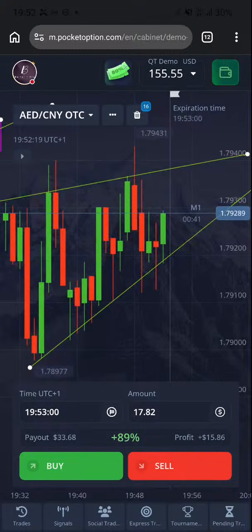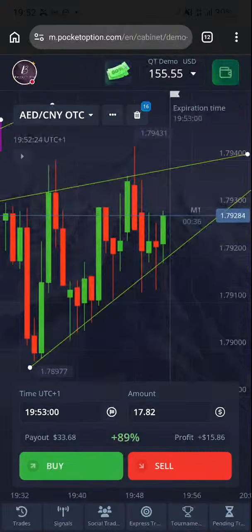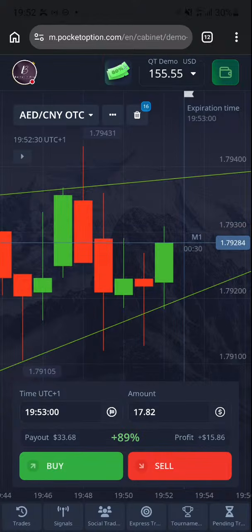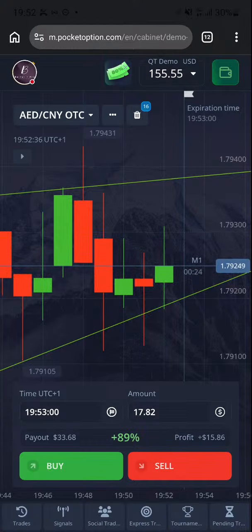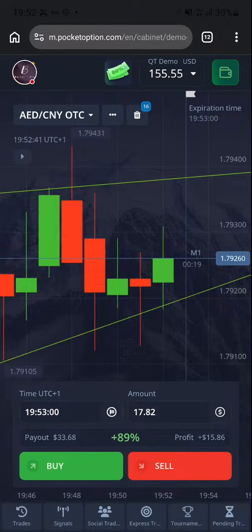Because see, we have common point of rejection here. I marked it. We have another one up here. So if price comes up here above this round number will be the best place to take our trade. If price comes down here under this round number, 1.79100 is the best place to take the trade. It's as simple as that.